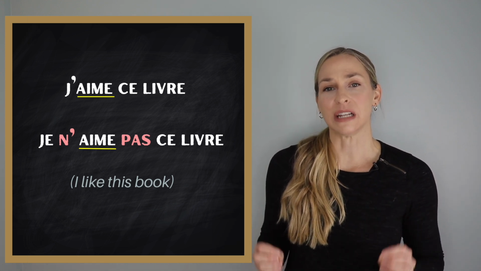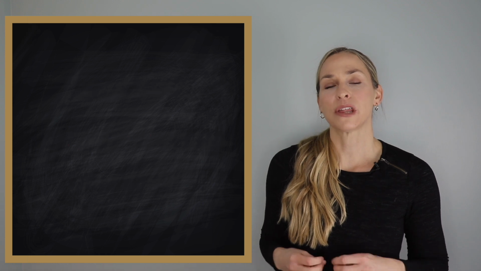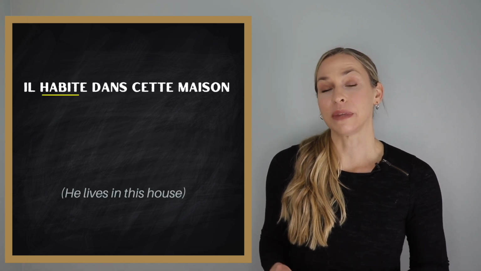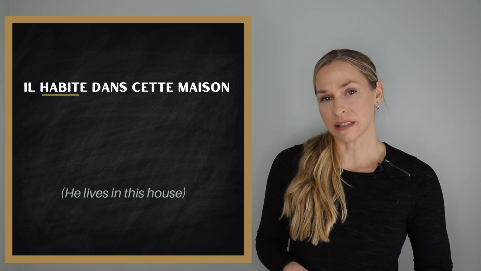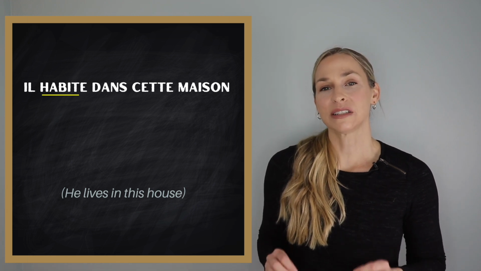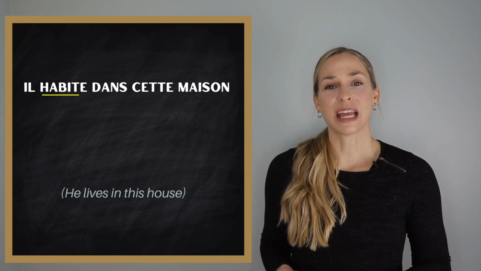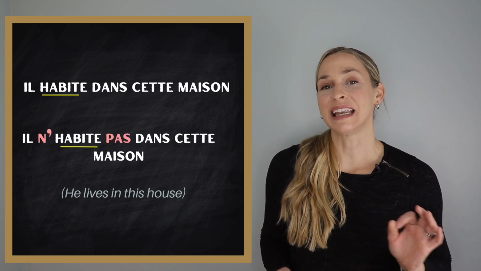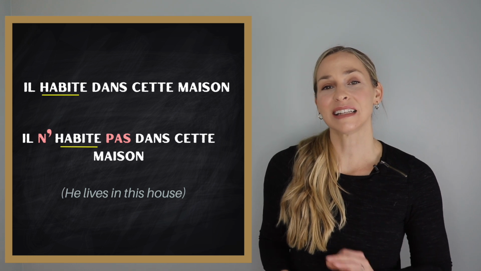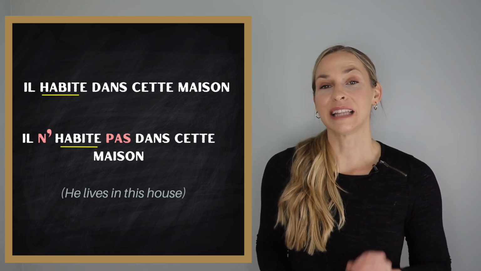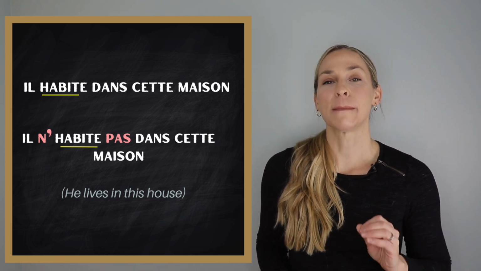Je n'aime pas ce livre. How about with a muted H? Il habite dans cette maison. Okay? In this case, it's the same thing. We would say il n'habite pas dans cette maison.